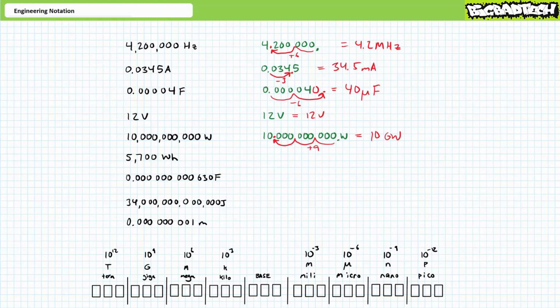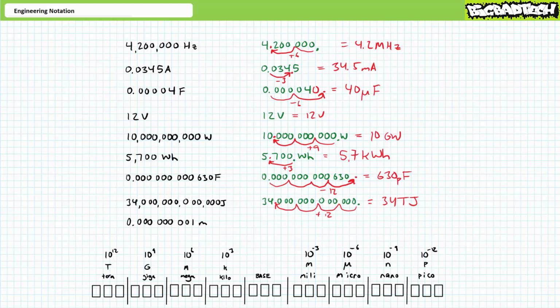Our next example, 10 billion watts, is best expressed as 10 gigawatts. Our next example, 5,700 watt-hours, is more appropriately expressed as 5.7 kilowatt-hours. Our next entry, 0.00000000630 farads, is more compactly represented as 630 picofarads.